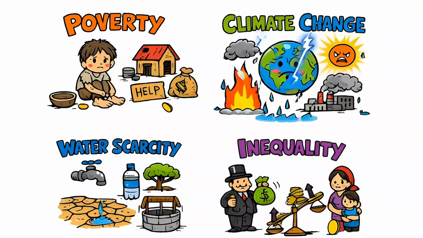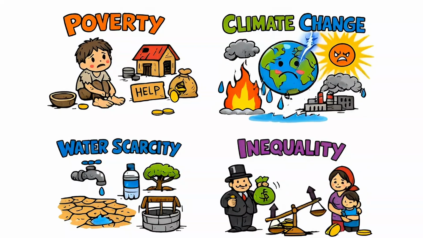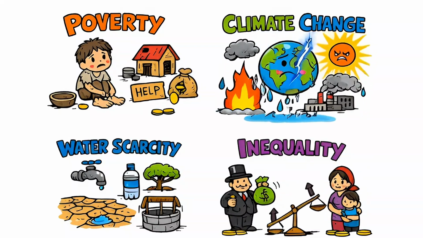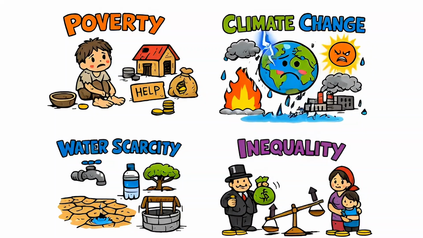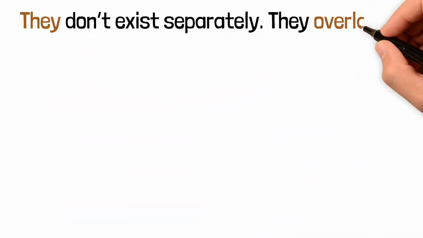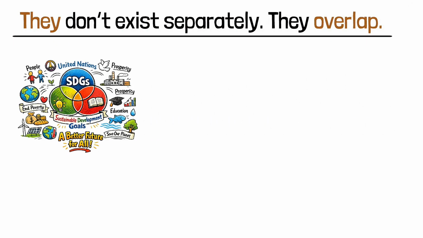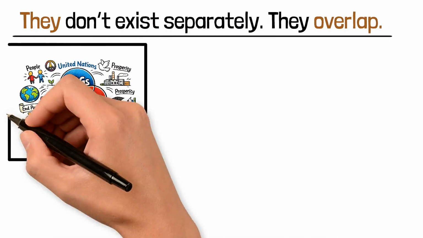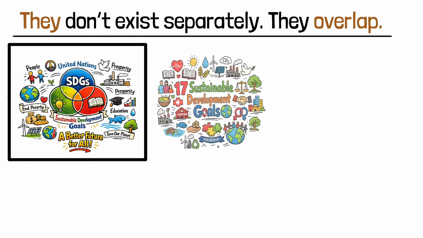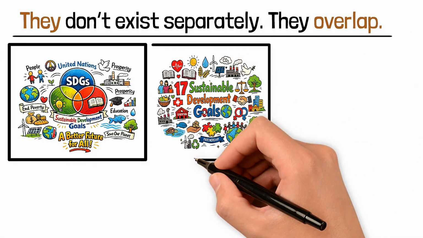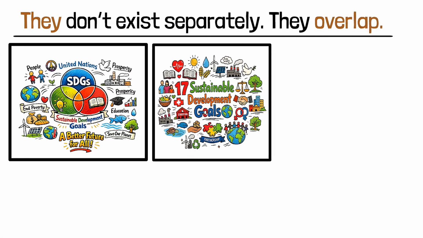Look at the world's biggest problems: poverty, climate change, water scarcity, inequality. They don't exist separately, they overlap. That overlap is where the United Nations Sustainable Development Goals were created. In 2015, global leaders adopted 17 interconnected goals designed to guide development until 2030, not as slogans, as measurable targets.